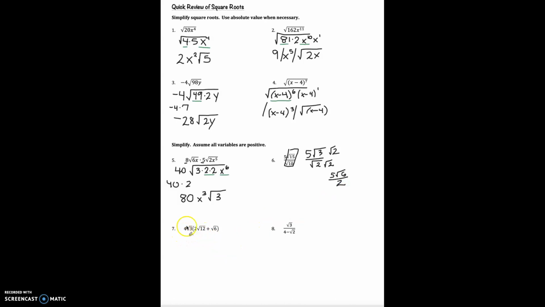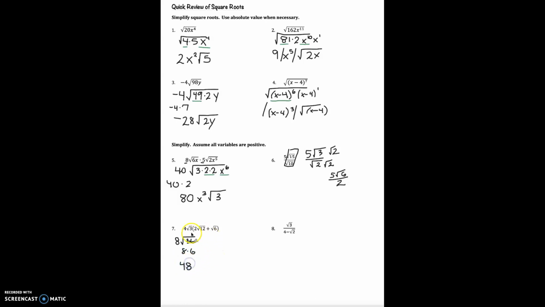All right, 7, we're going to distribute. Again, we're going to multiply our coefficients together and then multiply what's in our radicands. So 4 times 2 is 8. And then I get root 3 times root 12, which is actually root 36, or 6. So I can go ahead and multiply that. 8 times 6 is 48.